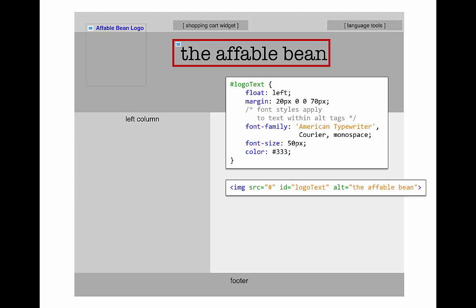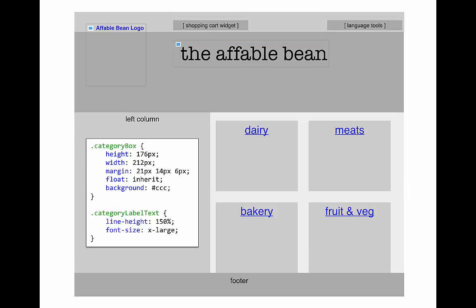The HTML code puts a placeholder for an image here. But again, since there is no image, the alternate text is used, the Affable Bean. It turns out that the image is going to look very similar to the text you see here. Now let's turn our attention to the categories in the right column.